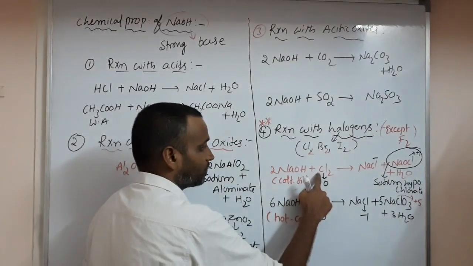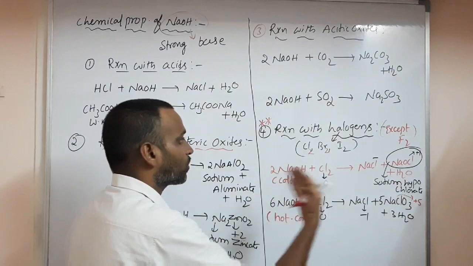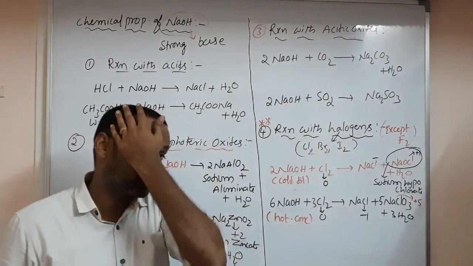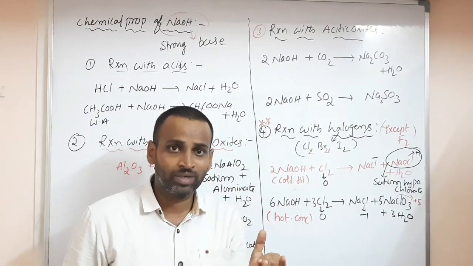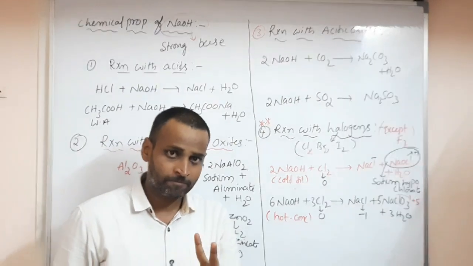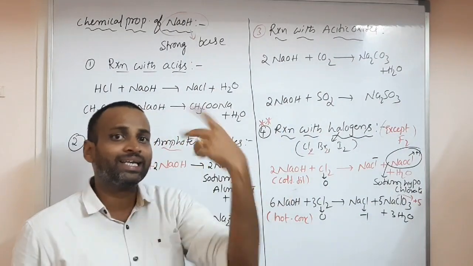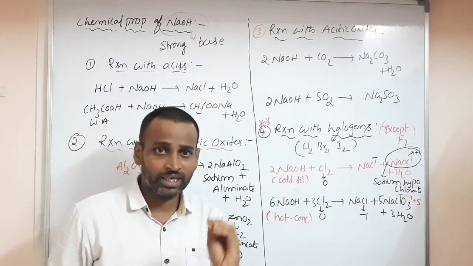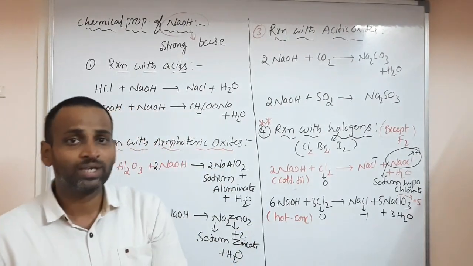Remember, the same reaction happens with bromine and iodine. If you have bromine, bromine will come instead of chlorine; you can take bromine and iodine. But with fluorine, in cold condition and hot condition, different products will come. In cold condition OF2 will come, and in hot condition O2 will come. Remember these two things. NaF will come like this. NaF is common there. With fluorine, sodium hydroxide if cold gives OF2, sodium hydroxide if hot gives O2 gas.